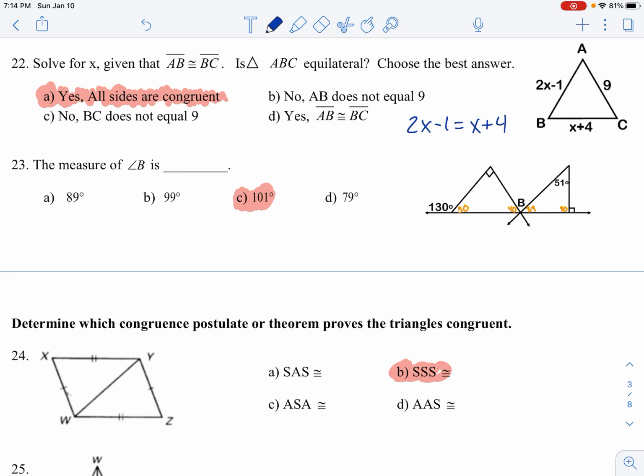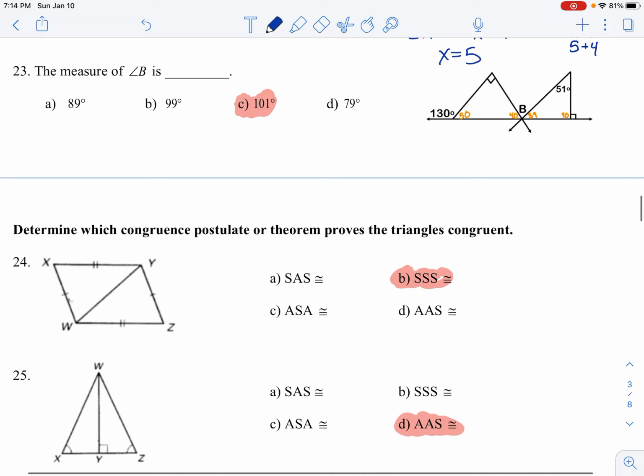Again, I'm not going to solve this for you, but I did end up getting the same thing. I plugged it back in. I think it was 5, x equals 5. So I plugged in a 5 there, so 5 plus 4 gave me 9. And then I plugged in a 5 there as well, and I got, obviously, 10 minus 1 is 9. So all of those sides are 9, which means it is equilateral, and I selected A, yes, because all of the sides are congruent. Number 23, the measure of angle B is blank.